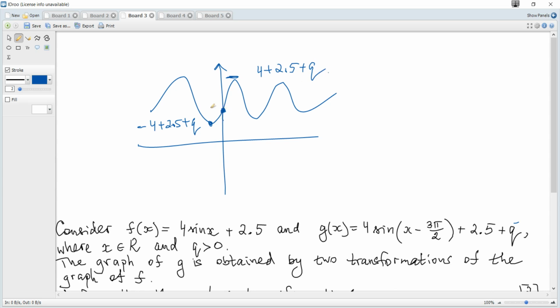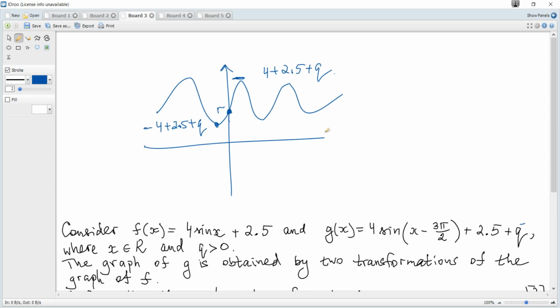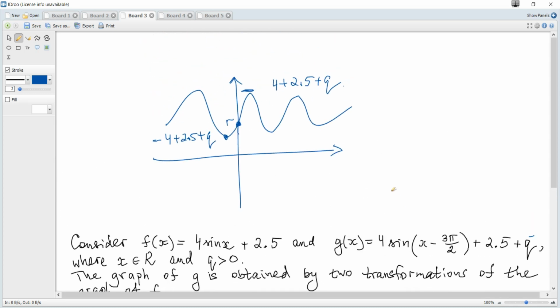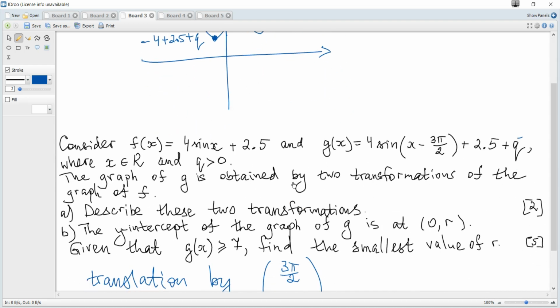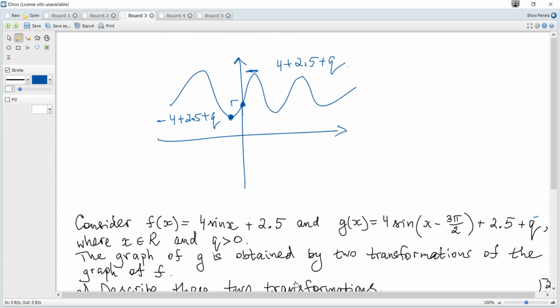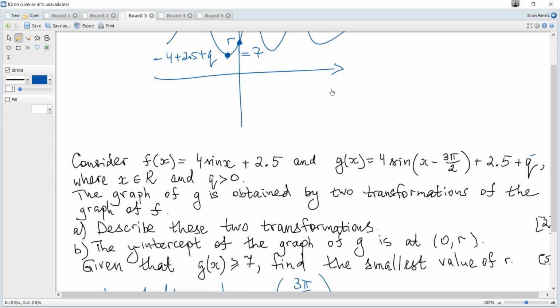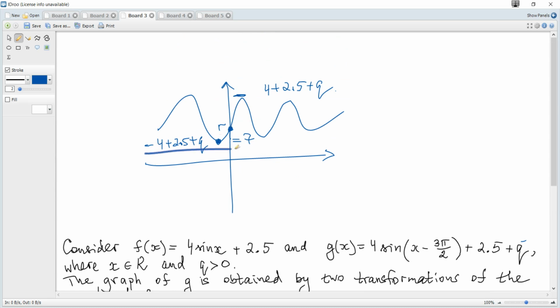and the required y-intercept is here. And since we need r to be the smallest, it means this graph must be as low as possible, and since y values must be at least 7, it means this minimum point must be 7, so it's the smallest possible y value of this function, and hence if the minimum of this function is at 7, the corresponding value for r is the smallest possible.